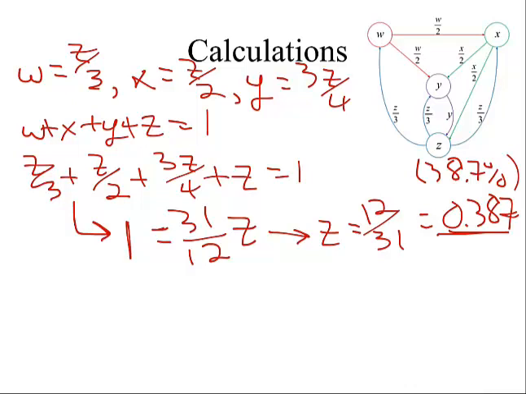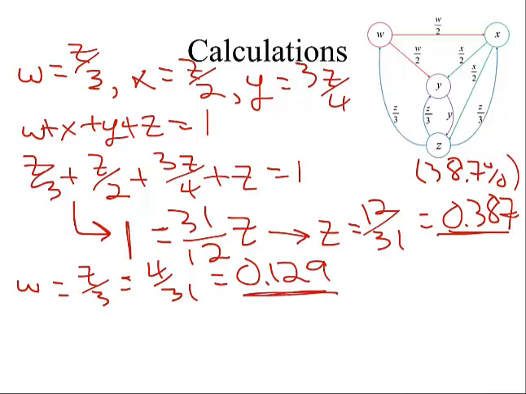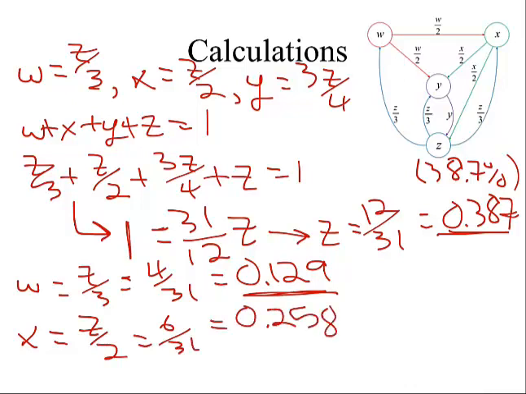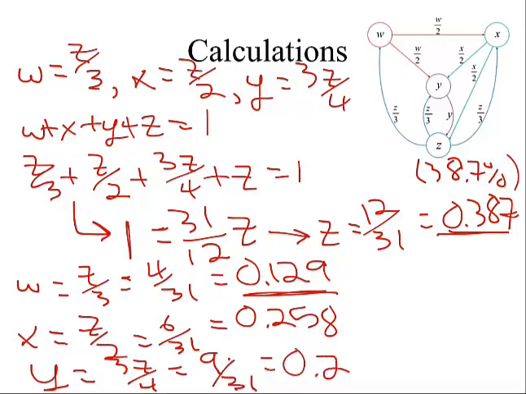So we have that W is equal to Z over 3, which is just 12 over 31 divided by 3, which is 4 over 31, which is 0.129. So again, this is a smaller importance score. W has a smaller importance score than Z. We have that X is equal to Z over 2, which is 6 over 31, which is 0.258. And finally we have that Y is equal to 3Z over 4, which is 9 over 31, which is 0.290.